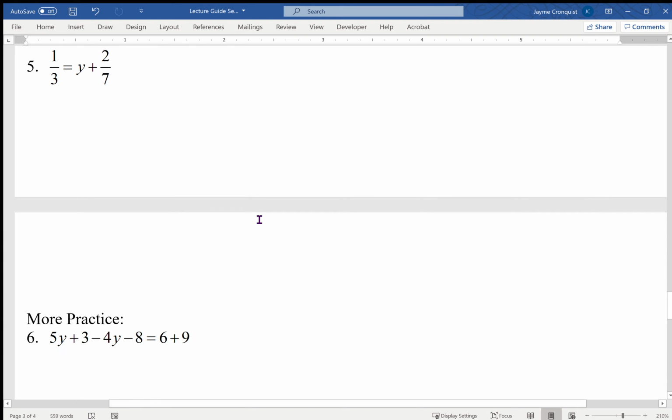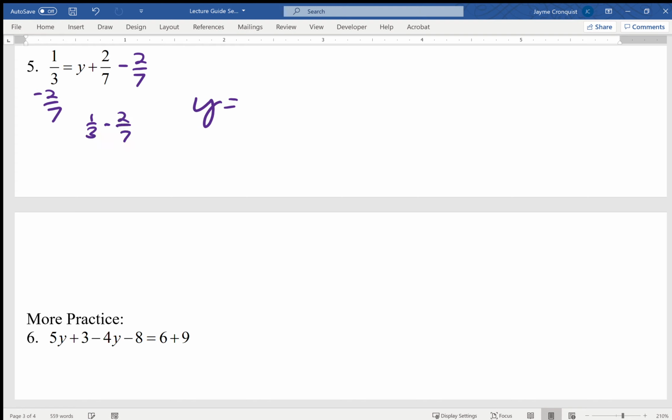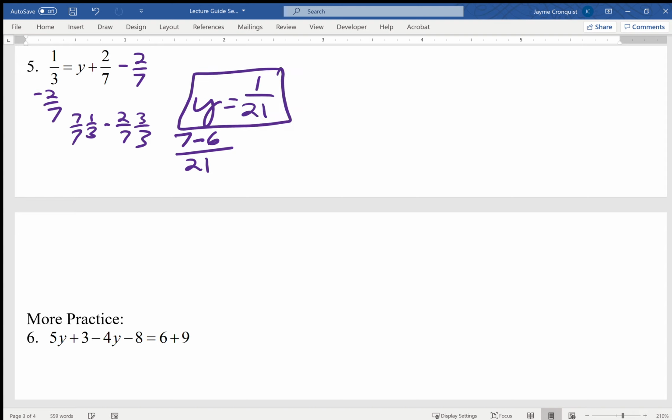All right, another try here. Oh boy, fractions, our favorite. I'm going to subtract the 2/7. So y is going to equal 1/3 minus 2/7. Well, 7 over 7 and 3 over 3. It's the only way I can do it. So I'm going to have 7 minus 6. 7 times 3 is 21. 7 minus 6 is 1, so my answer is 1 over 21. All right, hopefully you're getting the hang of this.